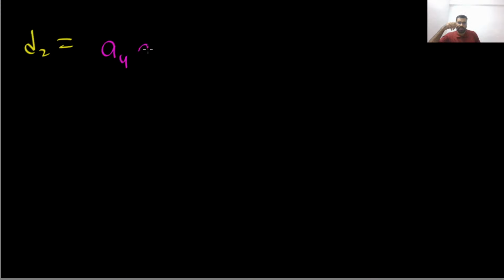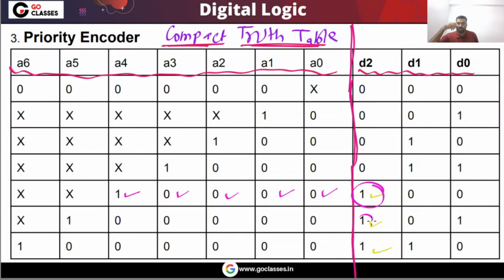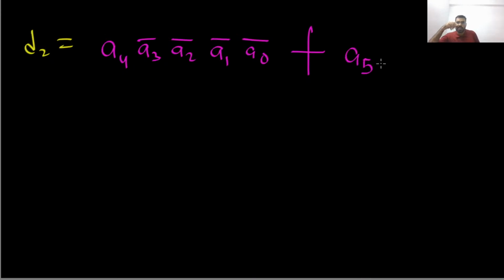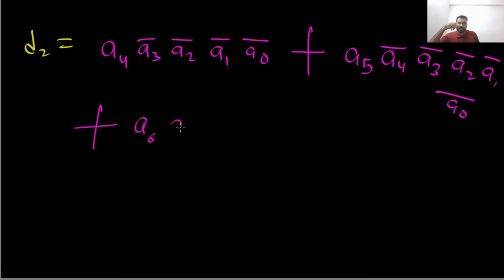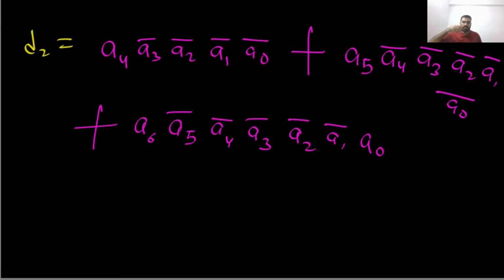A4 must be 1, and the others must be 0. Or A5 must be 1, and the others must be 0. Or you can notice A6 must be 1, and the others must be 0.